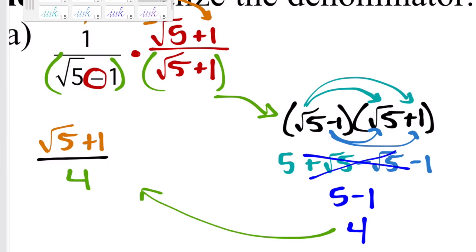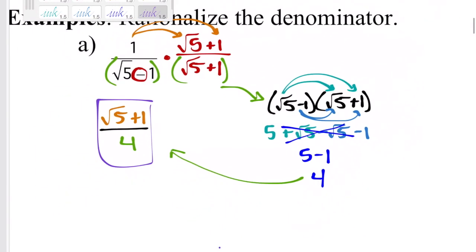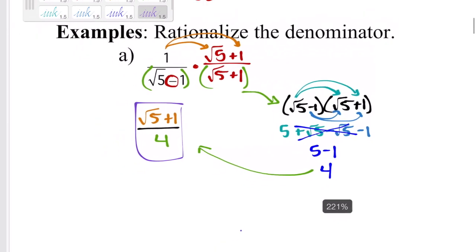I have a square root of 5 plus 1, which I can't add, and I can't reduce square root of 5 over 4 or 1 over 4. So this is all we got to do. The next one I'm going to save for my students, but this is pretty much the gist. You just distribute the stuff on top, and the bottom, it should all cancel out because of that beautiful conjugate.